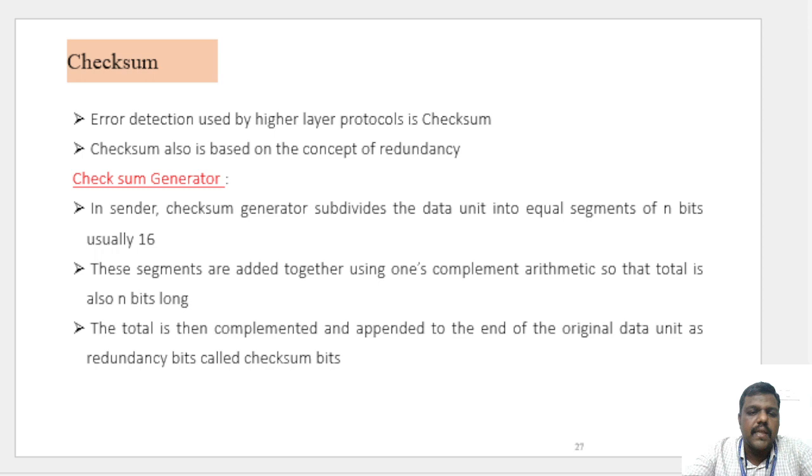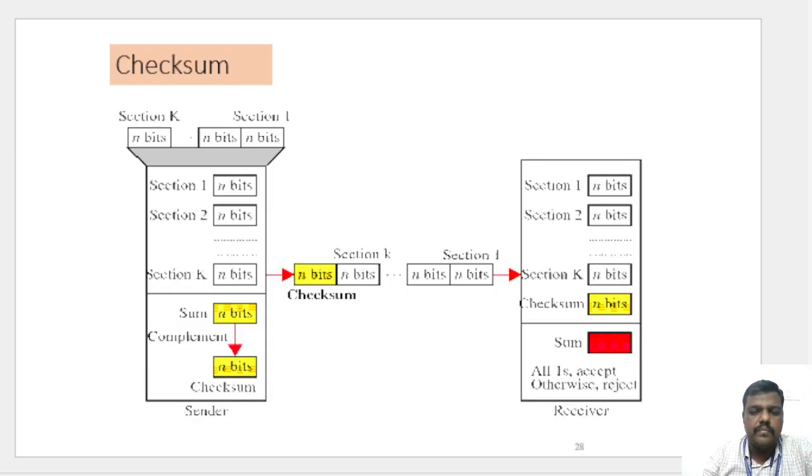These segments are added together, and after adding we get a result. We take the ones complement of that result, and that ones complement is added with the original data and transferred to the receiver end. At the receiver end, they again add up and calculate the redundant data. If the redundant data is 0, or has all ones, we accept it; otherwise we reject the data.